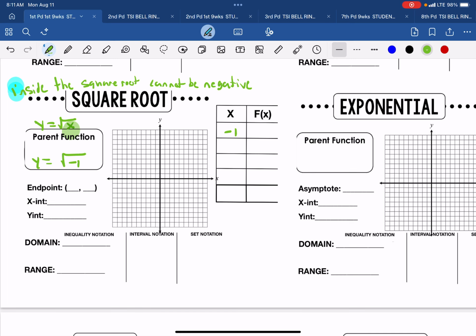If I plug in -1, right? Can I find the square root of a negative number? Can I do the square root of -1? No, that's not possible. So guess what? This is undefined. That means that we have no point whenever x is -1. So if we were to go ahead and try to graph a point at -1, we would not see a point here, right? So this is -1. There would not be a point anywhere along here.